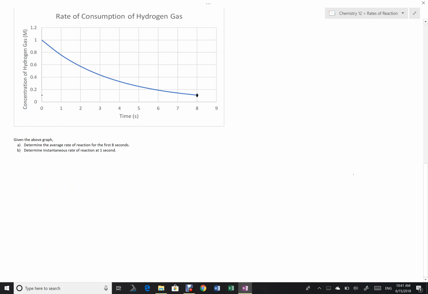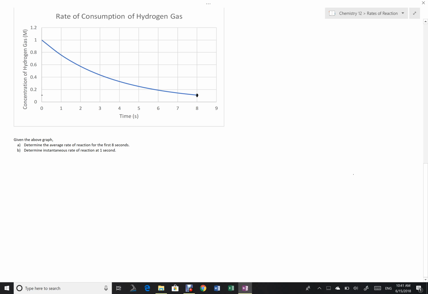So I think we're ready to see an example of this. So here's the same random graph that I generated. We're imagining some sort of reaction where hydrogen gas is being used up and it starts at a concentration of 1 molarity and is going down over time, and we see that the reaction rate is happening faster at the beginning and slower at the end.